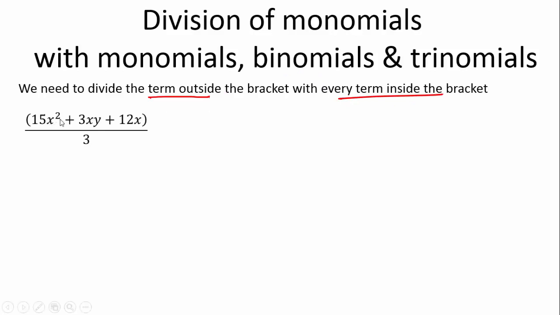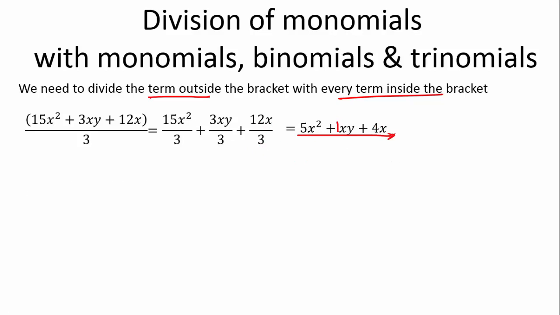For example, 15x squared plus 3xy plus 12x needs to be divided by 3. So that can be 15x squared divided by 3, 3xy divided by 3, 12x divided by 3, right? 15 divided by 3 is 5, 3 divided by 3 is 1, remember there's a 1 here, and 12 divided by 3 is 4, and that is our answer. These are all three unlike terms.